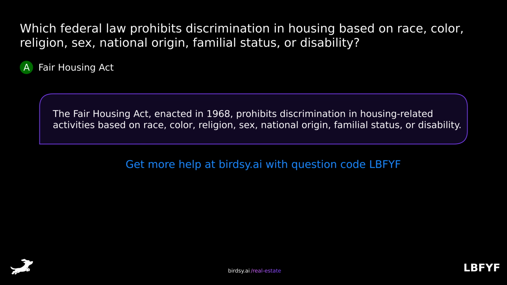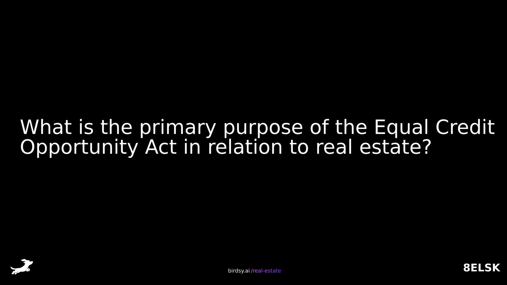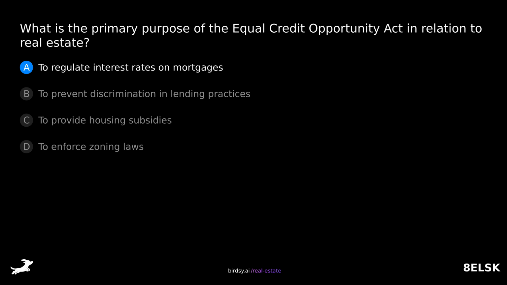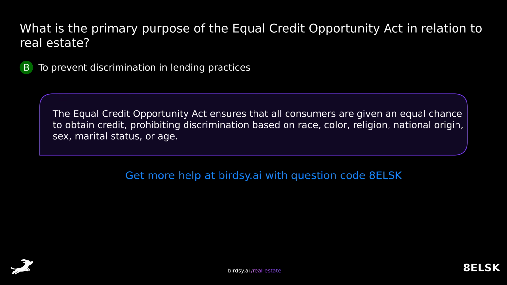familial status, or disability. What is the primary purpose of the Equal Credit Opportunity Act in relation to real estate? Is it A, to regulate interest rates on mortgages, B, to prevent discrimination in lending practices, C, to provide housing subsidies, or D, to enforce zoning laws? The answer is B, to prevent discrimination in lending practices. The Equal Credit Opportunity Act ensures that all consumers are given an equal chance to obtain credit, prohibiting discrimination based on race, color, religion, national origin, sex, marital status, or age.